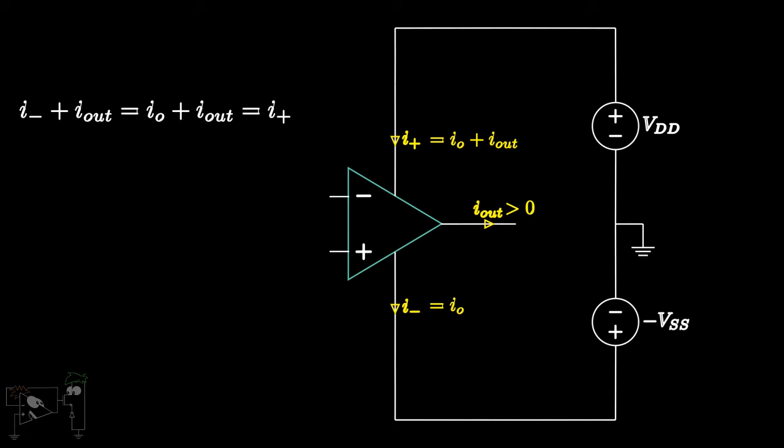If I out is less than 0, then I plus is equal to some current I naught. I minus is equal to some current I naught minus I out. In this case, KCL is valid too, which can be verified with a similar analysis.